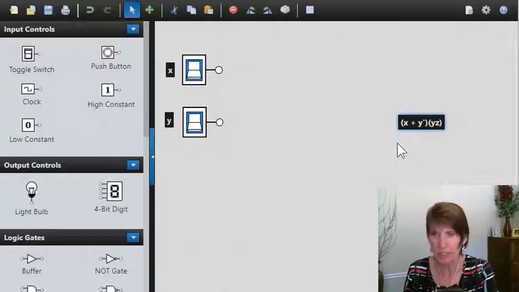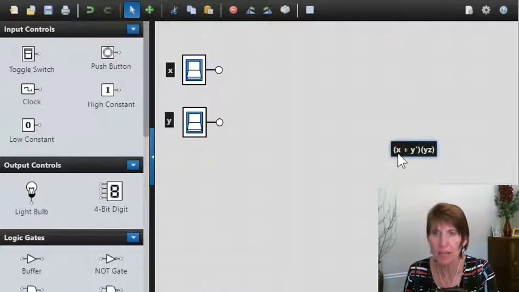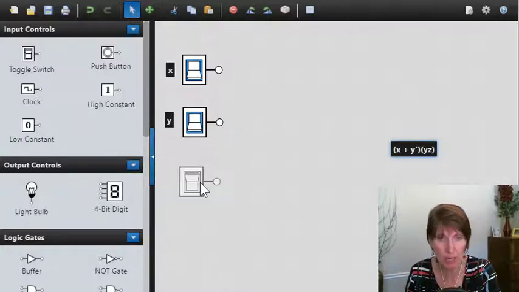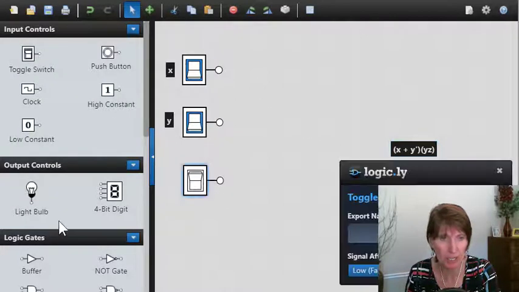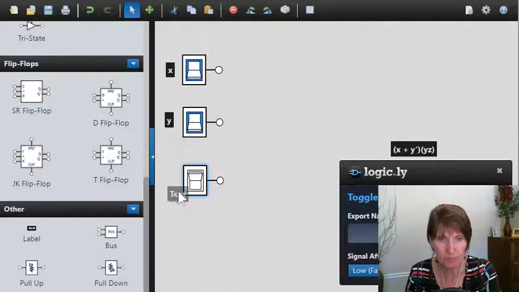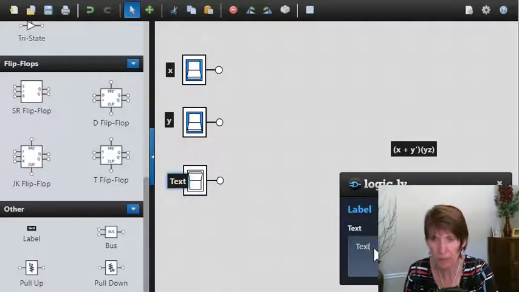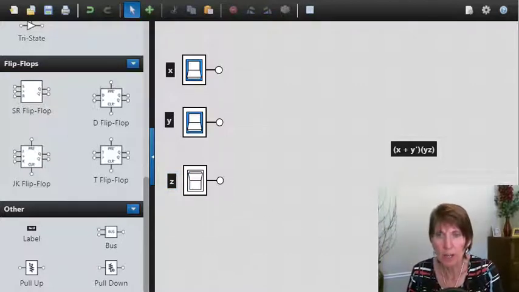Let's build a few more circuits. So here we're going to do x or complement, or x plus complement of y, times z. Notice that this one has 3 inputs, and we've only got 2 so far. So let's go ahead and add a third input and a third label. And this one we'll label as z. All right, so there's our 3 inputs.